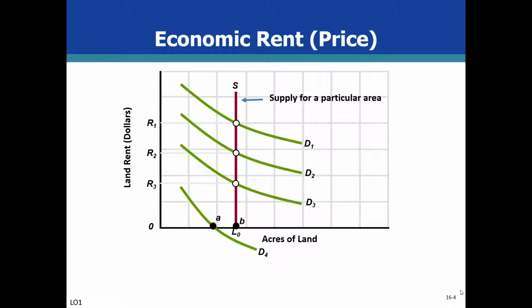D1 would represent land in the middle of the southern district of Manhattan, if you could find any. D2 could represent the demand for land in Oklahoma, where there are significant natural gas reserves. Location and resources. That sets demand and the price.